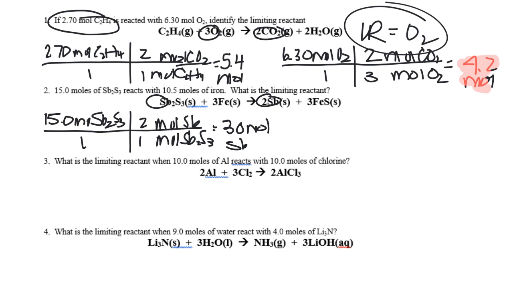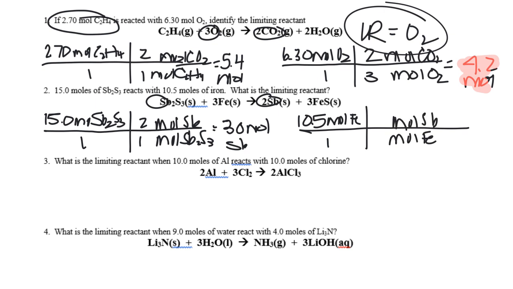Now for the iron, I have 10.5 moles of iron. Put it over 1. Moles of iron comes down. I want to go to moles of Sb. I have a 2 next to Sb and a 3 next to Fe. And so if all of my iron is used up, I'm going to get 7 moles of Sb. My smaller amount is the 7 moles. Therefore, my limiting reactant is the iron.